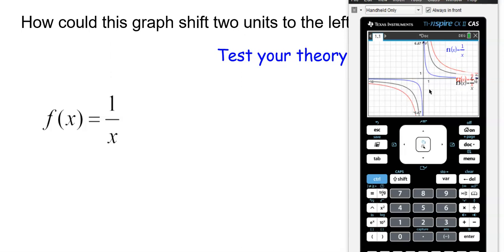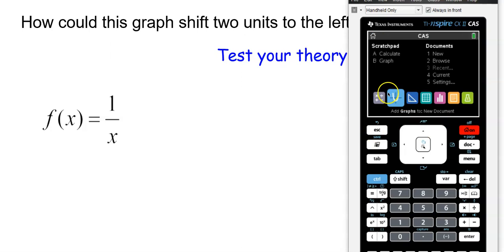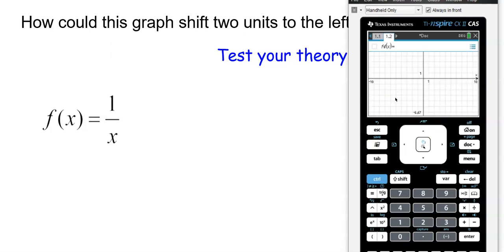How could this graph shift 2 units to the left? So let's try to adjust this equation and maybe make it shift to the left. So we know what 1 over x looks like. So I'm just going to, I don't know, maybe subtract 2 here and see what it does to the function. It looks like that moved it down 2 units. So that didn't do it.